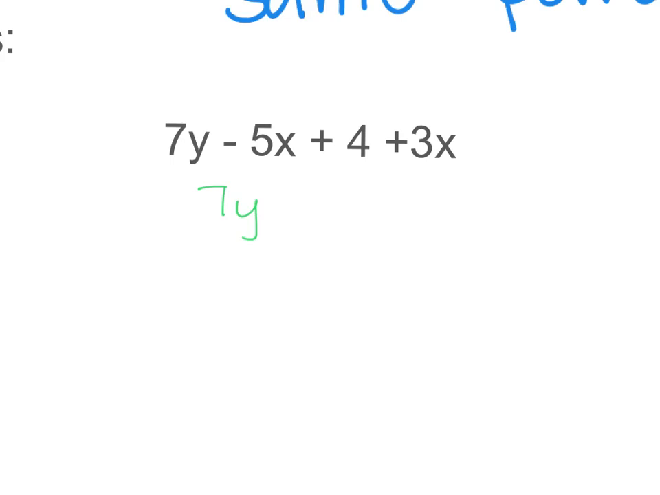Now we want to look at the x's. We have minus 5x's plus 3x's. So minus 5 plus 3. We're left with minus 2x. And sometimes when I do this, I cross off the stuff I've already used as I go. And now all we have left is the plus 4. And all of our like terms are now combined. This is as condensed as our expression can be.